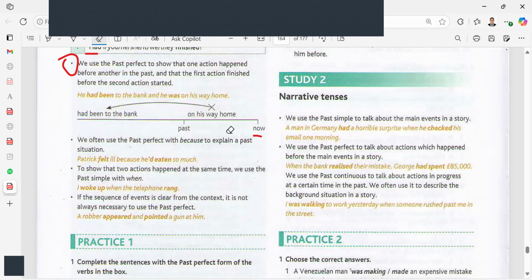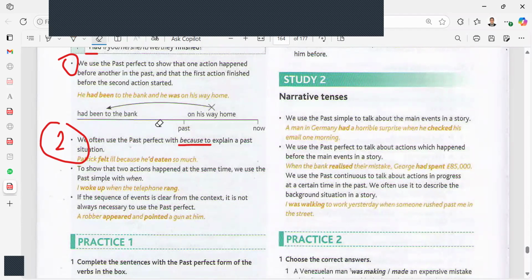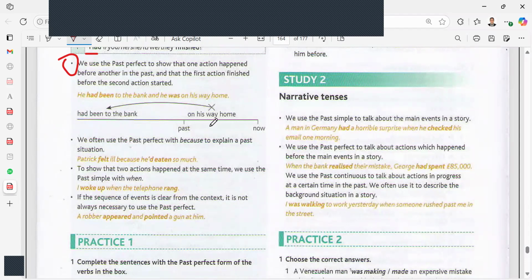This is the number one يا جود. This is the first function of past perfect. طيب number two، خلي بالك يا جود. Number two, we often use the past perfect with because to explain a past. We use past perfect after because. دايما بعد كلمة because يا جود يكون معايا past perfect.